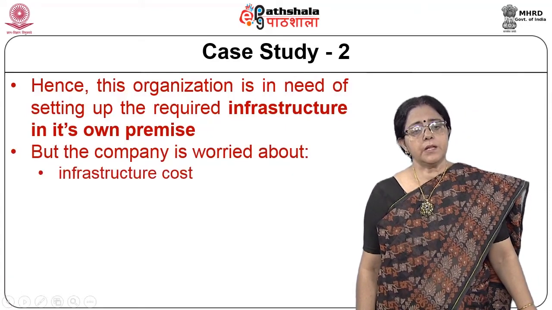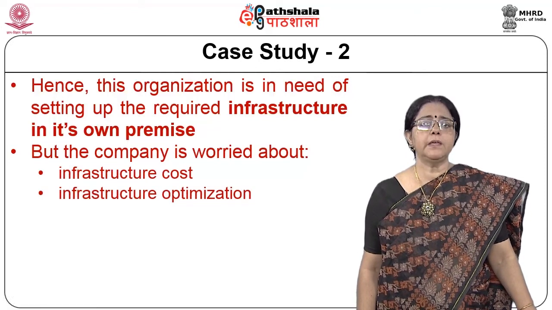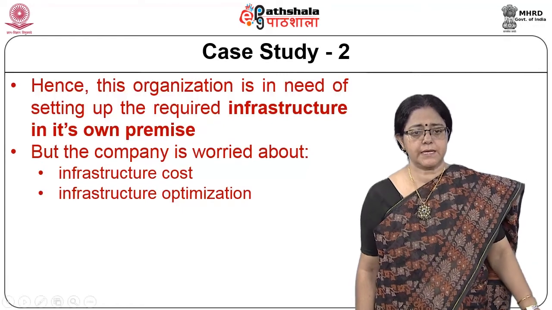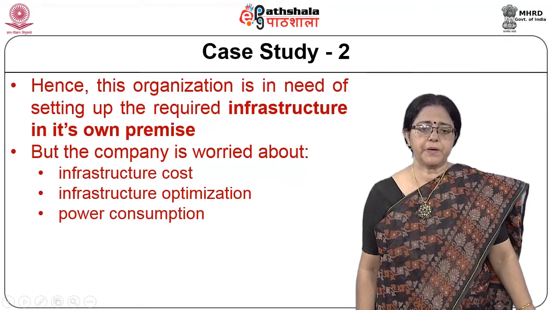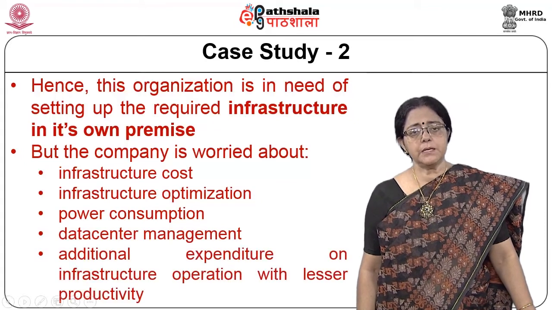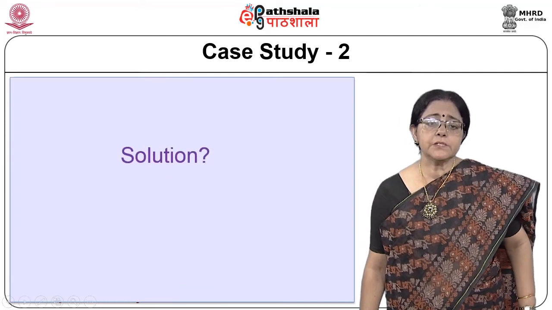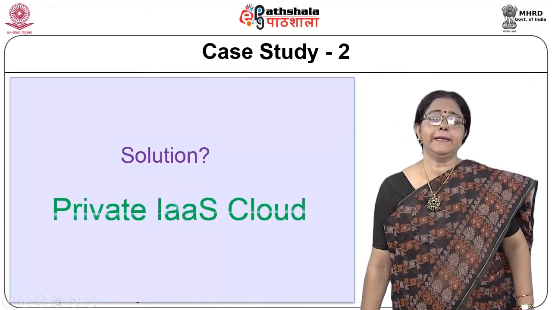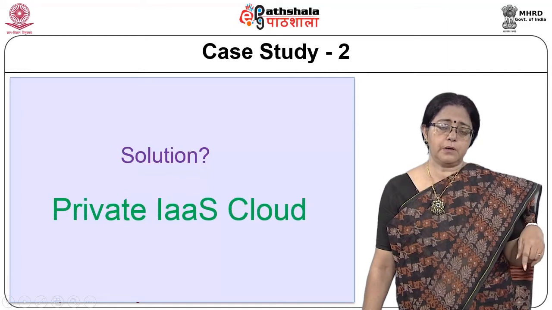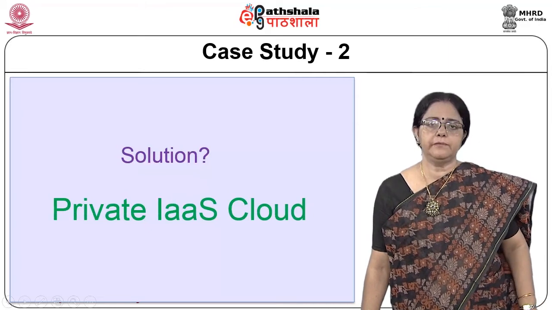But what are the concerns? The cost. Do they buy everything new, or can they use the scattered infrastructure that they already have? How to optimize that? Power consumption and data center management, of course, are additional expenditure. So, what is the solution? Now, they create, using their own infrastructure or maybe adding a few more, what is known as a private IaaS cloud.